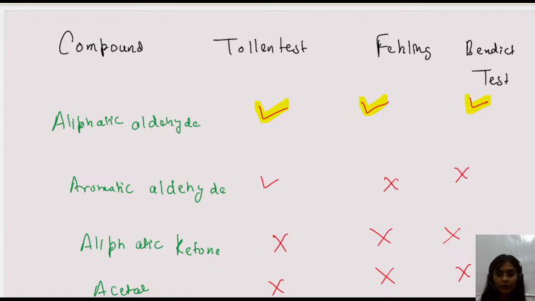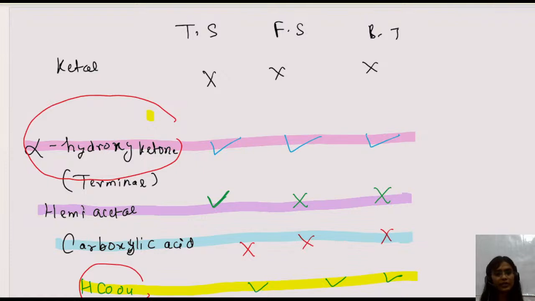Okay, so I hope this point is now clear. Now let's discuss the exception here. If you want to note it again, this is a table for you. Now the exception part starts. First of all, why the alpha hydroxyketone gives the test positive. Let me explain this point to you. First of all, let's discuss this question. This question is important. Question number one.